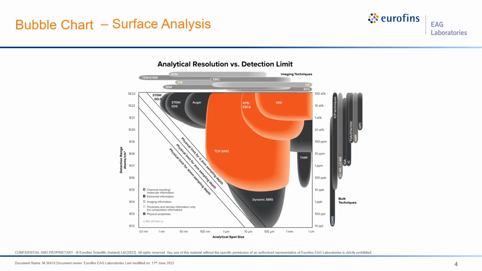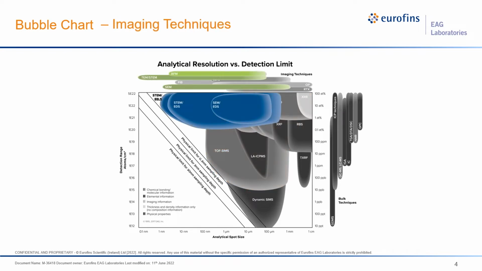Inside the box, we have surface analysis techniques, which have both dimension and detection range. Red bubbles indicate techniques that provide chemical bonding or molecular information. Above the box are imaging techniques in green. They don't provide compositional information, so the idea of detection range doesn't apply to them. However, their lateral resolution or spot size is very important.